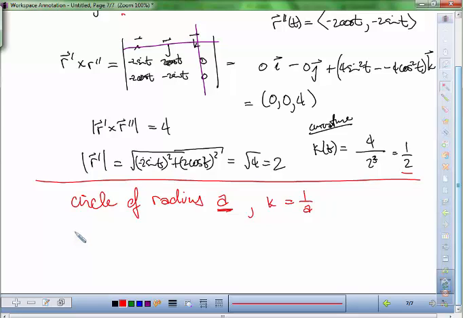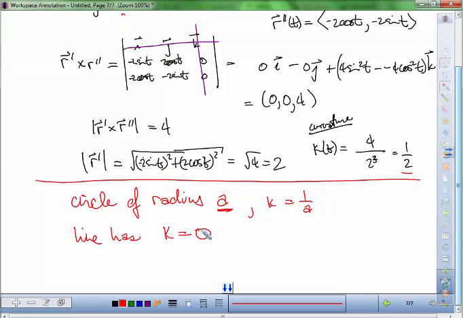All right, a line has curvature 0. Okay? So those are only two special cases. A circle has curvature 1 over its radius, right?